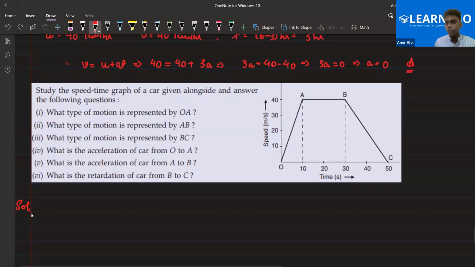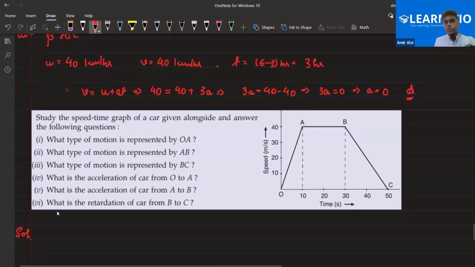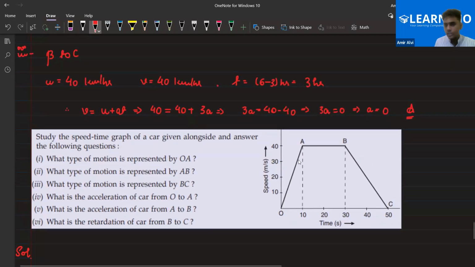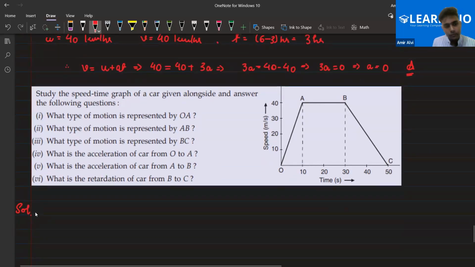So now let's easily find out. The question is asking what type of motion is represented by OA. As you can see, OA is on a speed time graph. So this is a uniformly accelerated motion because the line of this slope is straight, right? Clear?